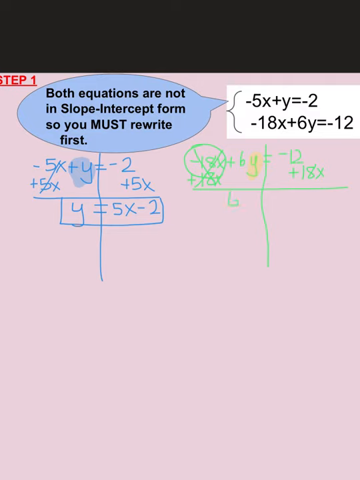Leaves me with 6y on the left equals, now remember I can't combine the negative 12 and the 18x because they are not like terms. So I just write 18x minus 12. Now from here I still need my y by itself. Here's my y, but it is being multiplied with the 6. So I'm going to need to divide each term by 6. So y is equal to 18 divided by 6 is 3, and put the x back on. Negative 12 divided by 6 is negative 2. So now I have my two equations in slope-intercept form.